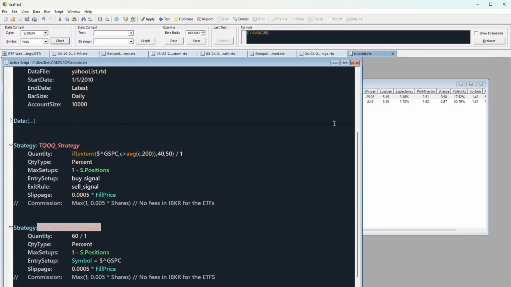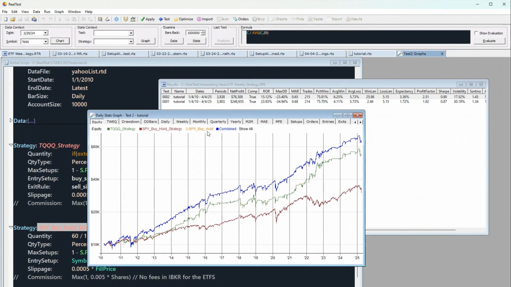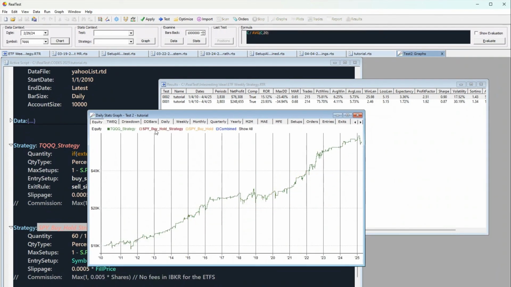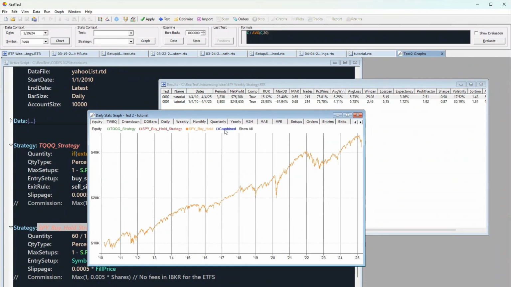So what did we learn today? TQQQ works beautifully with mean reversion. SPY provides long-term balance. Simple allocation rules reduce risk, and you don't need paid data or automation to make it work.